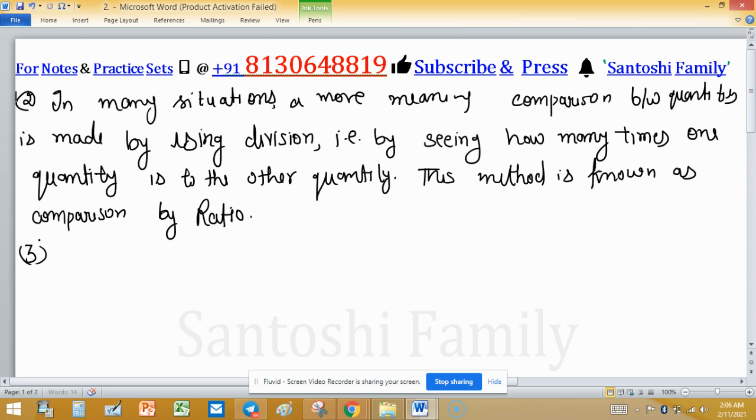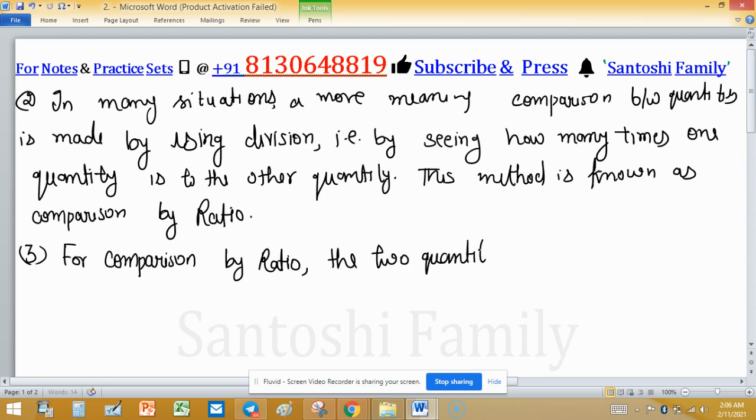Now, third point is, for comparison by ratio, the two quantities must be in the same unit before the ratio is taken.